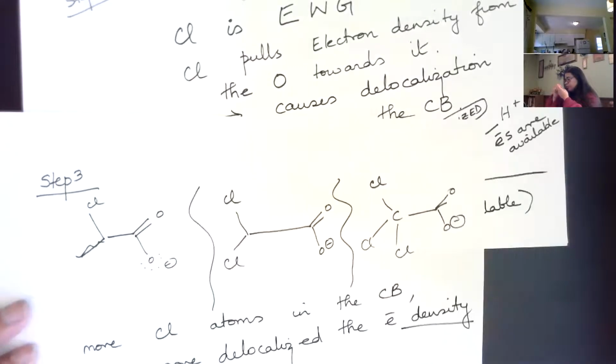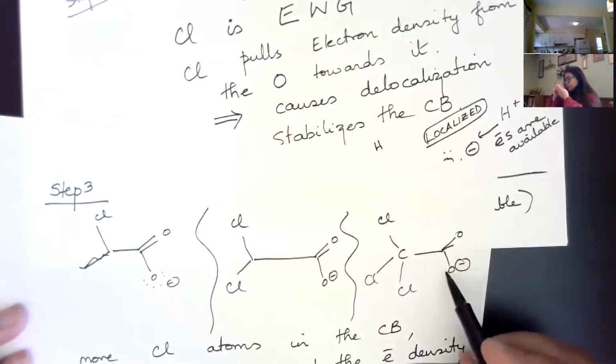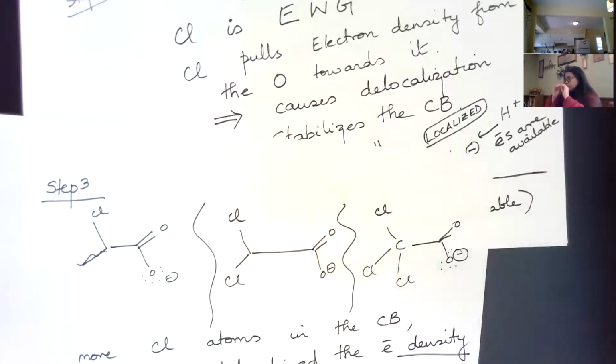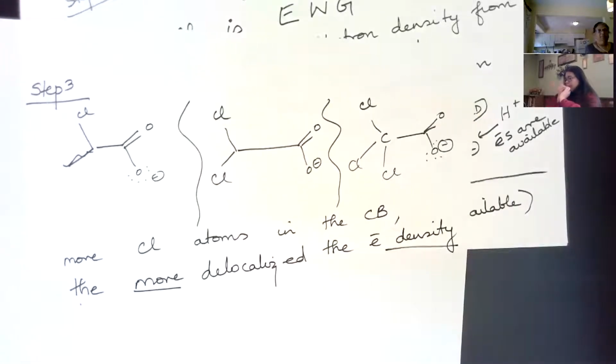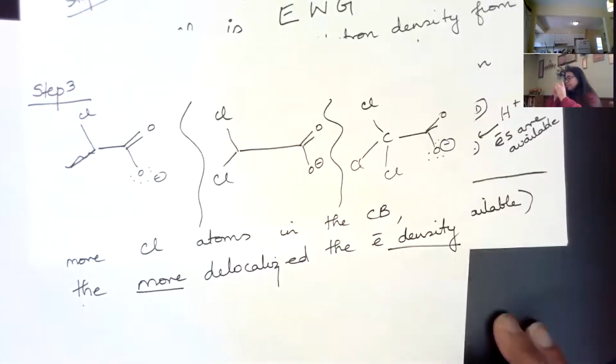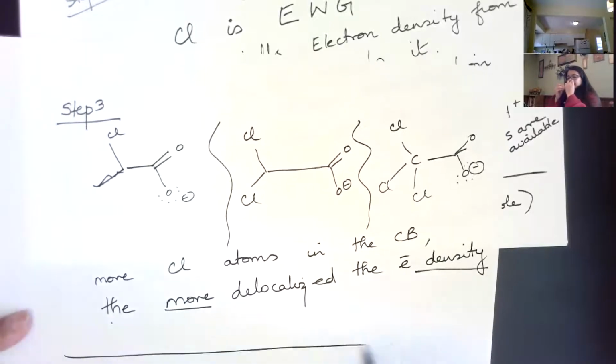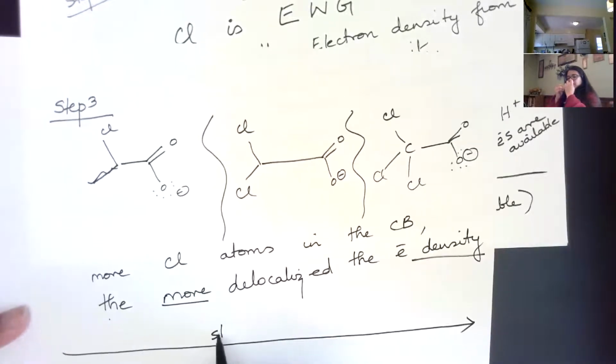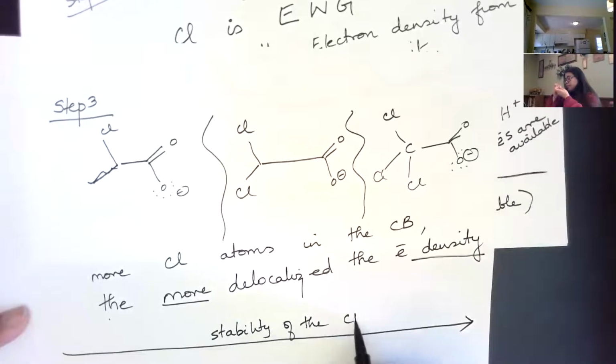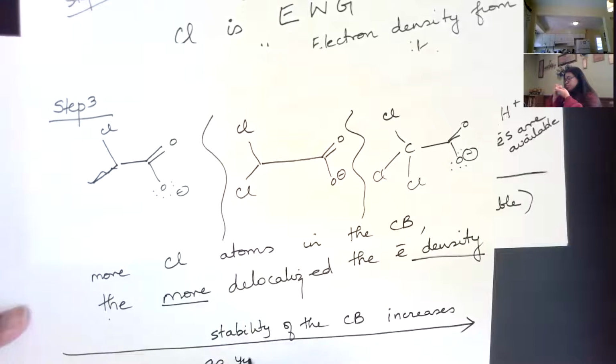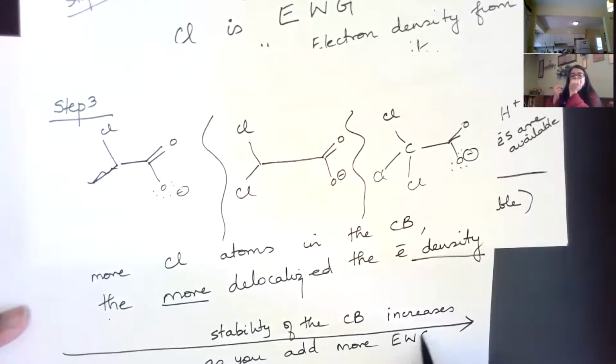Okay. When it comes to this, the mailman does not see any trace of the electrons. See that? So stability increases. Stability of the conjugate base increases as you add more electron withdrawing groups.